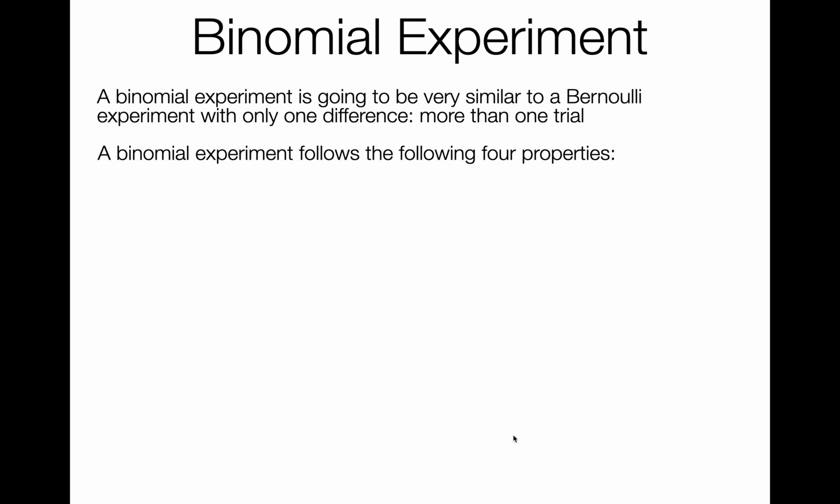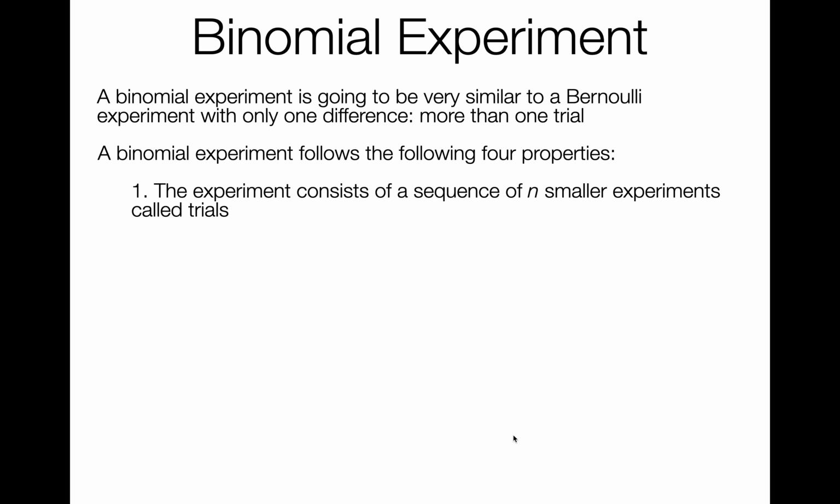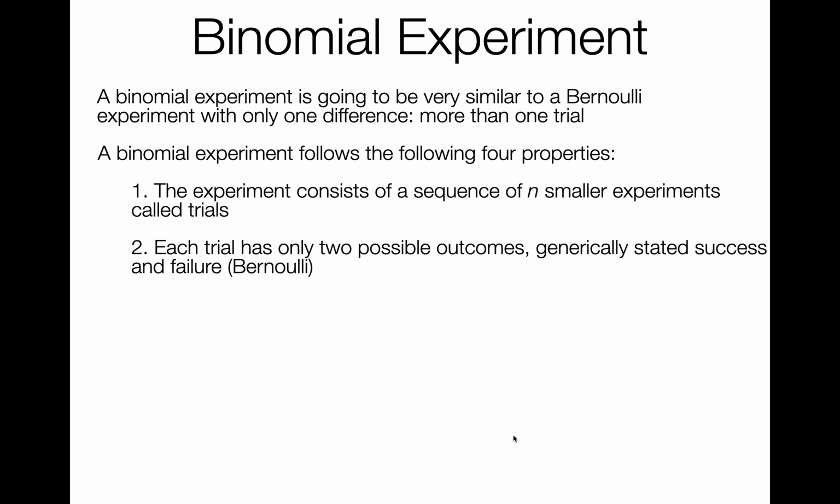Specifically, a binomial experiment follows the following four properties or assumptions. The experiment needs to consist of a sequence of n smaller experiments called trials. It's a sequence of Bernoulli trials, and there are n of them. Each trial has only two possible outcomes, which we state as success and failure until we get to the actual problem. Then we can find out what they mean by success and failure.